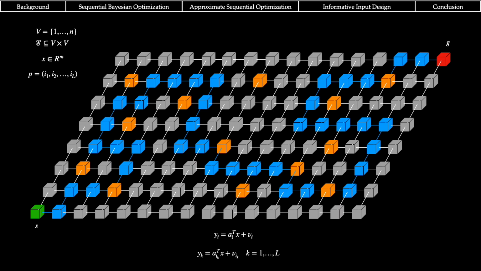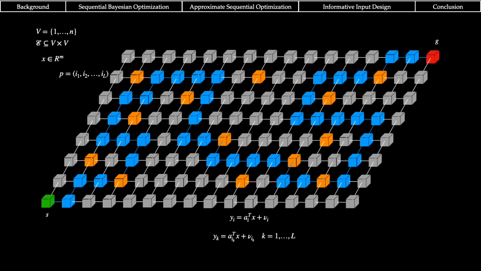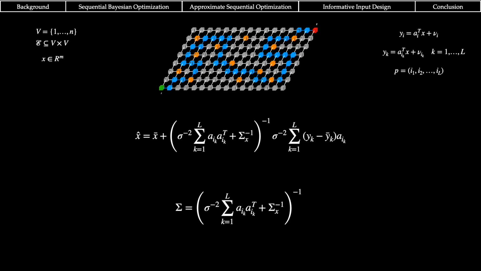So now with this setup here, with the path setup and with the observations that we're receiving, we can construct an estimate of what we think the vector x actually is going to be. So that's this x hat estimate. And if you're familiar with Gaussian processes, this is exactly the Gaussian process mean and covariance written in a slightly different form.